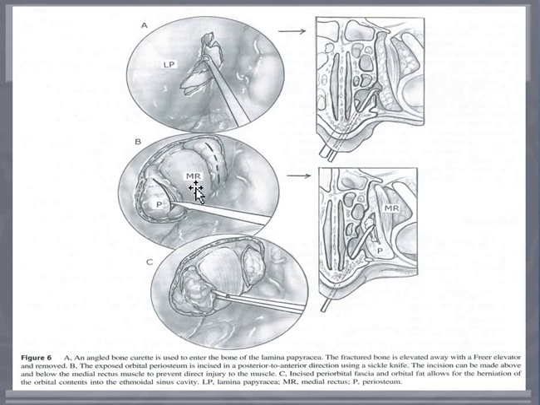The exposed orbital periosteum is incised in a posterior to anterior direction using a sickle knife. The incision can be made above and below the medial rectus muscle to prevent direct entry into the muscle. Now here you can see the incised periorbita, fascia and the orbital fat, which allows for the herniation of the orbital contents into the ethmoidal sinus cavity.